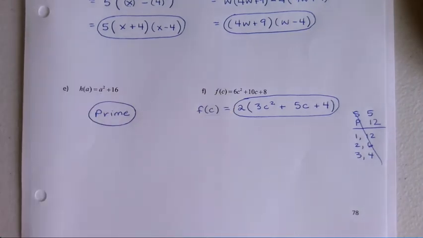Right. All right, so those are my 3 major factoring techniques for this section: GCF, sum and product, shortcut and expanded forms, and then the difference of squares.